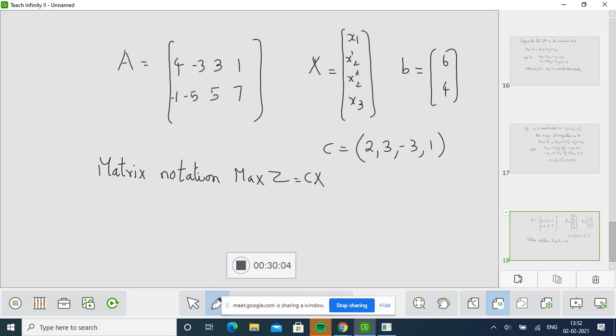Thank you. Right. Maximize z equal to cx subject to what is our constraint? Ax is less than or equal to b, where all our xi, our xi dash, our xi double dash are all greater than or equal to 0. So this is our required matrix representation. Any problem? People are able to follow? Okay. Can we go to the next sum?